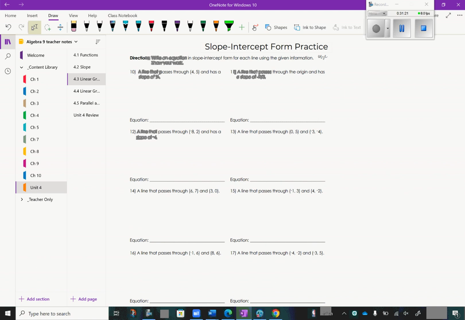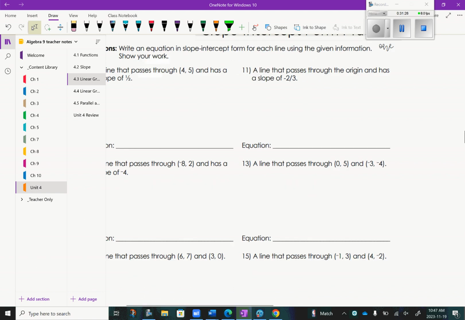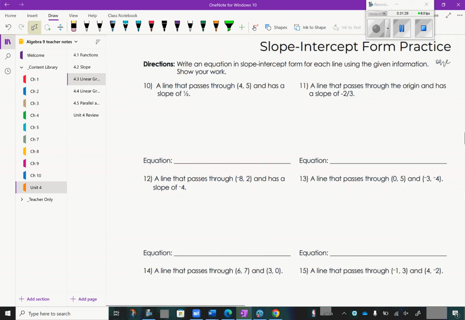Let's move on down here to example number 10. Write an equation in slope-intercept form for each line with the given information. So if we're told a line goes to the point (4, 5) and has a slope of 1/2, we know that the slope, m, equals 1/2, but we don't have the value for b. We need to write the equation in slope-intercept form, and we don't have the right number for b yet.